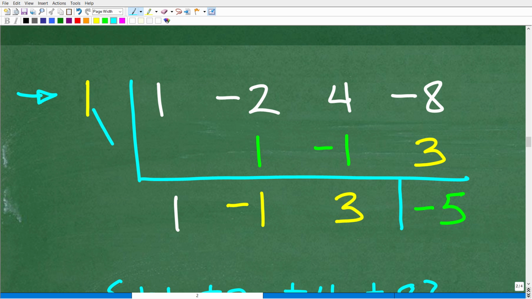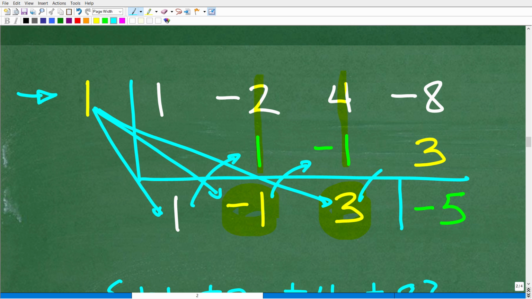You take 1 times this 1. 1 times 1 is 1. You put your answer right there. Now you add down. -2 plus 1 is -1. Now we repeat the process. 1 times -1 is -1. Now we add down. 4 plus -1 is a positive 3. We repeat the process. 1 times 3 is 3, and then we add down. -8 plus 3 is -5.